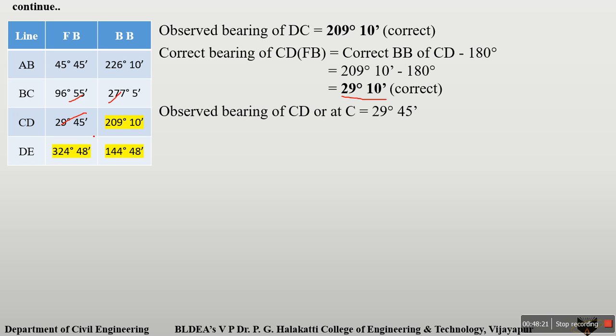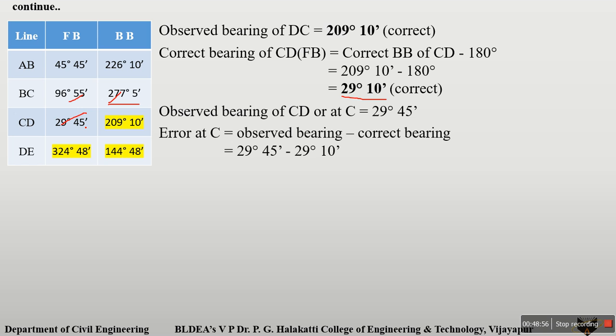Now we have to calculate the error at the station of C here. At the station we are measuring one fore bearing, and one more, the back bearing of the BC line. So what is the error at this C station? How to calculate? This is our formula. Error at C station is observed bearing minus correct bearing. We have just calculated the correct bearing at the station of C. Already measured back bearing is 29 degree 45 minutes.